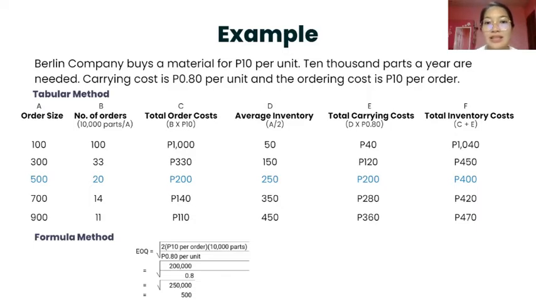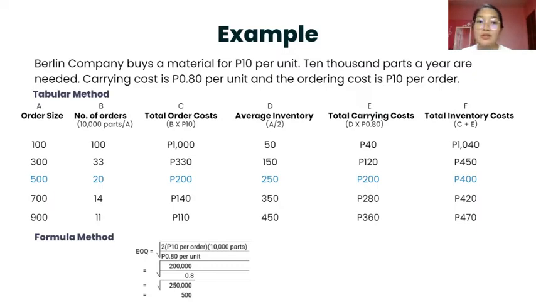And then, our average inventory, we need to compute na dayon for the carrying cost. And carrying cost is the average nga inventory nimo. So, sa order size nato, i-divide na siya og 2 kay bali assume magod siya. So, from the order size, i-divide na siya into 2. So, 100 divide 2, 300 divide 2. So, 50, 150. Okay. And then, to compute for the total carrying cost, i-multiply lang siya sa 0.80 per unit. So, that is our total carrying cost.